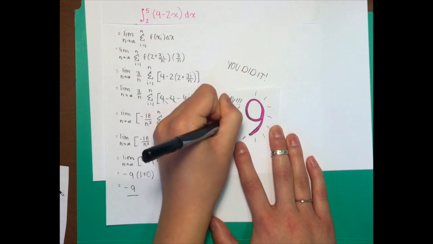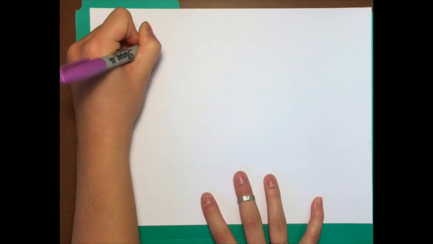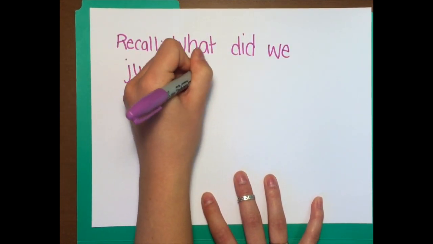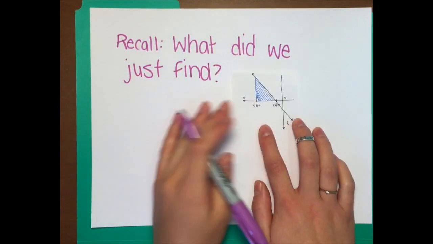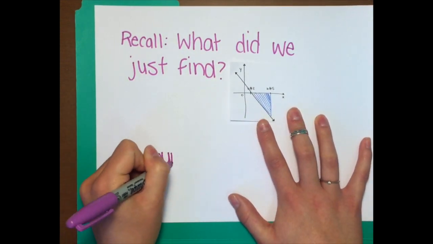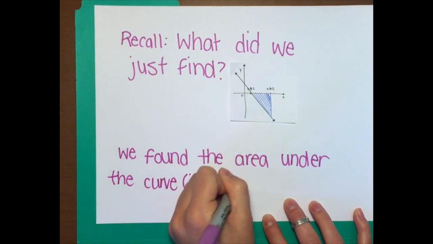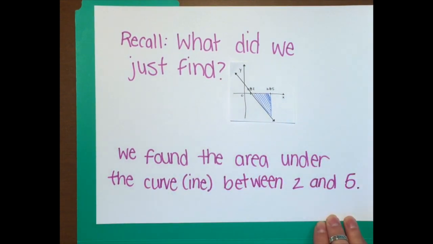So back it up. What exactly did we just find? Well, technically, we found the area under the curve, sorry guys, I can't spell, between 2 and 5.